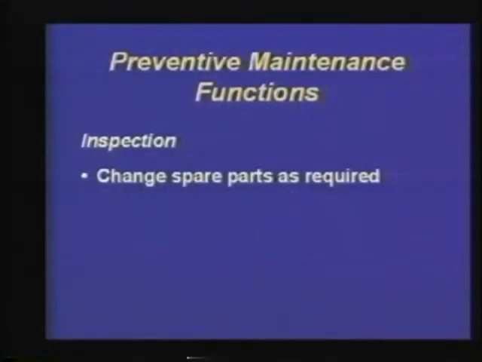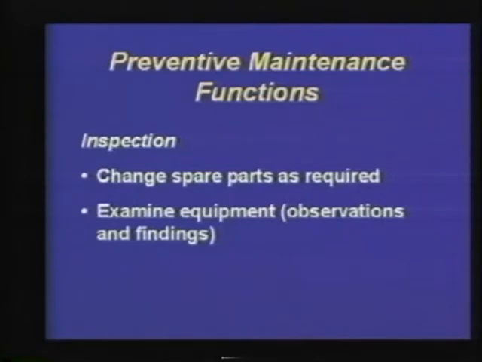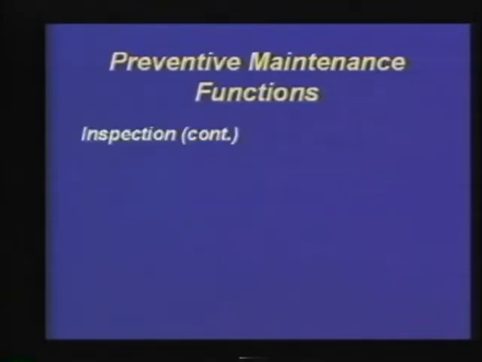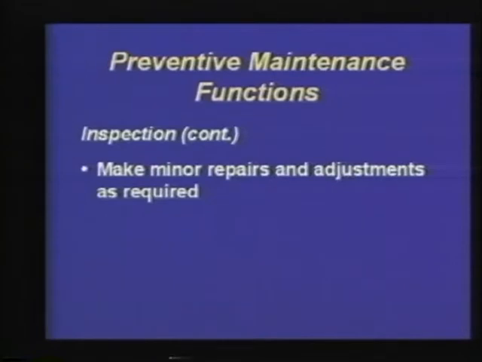Remember I said we had inspection, the changing of spare parts, lubrication, cleaning, and protection. So we've taken those 4 and expanded them in terms of what each one of those specifically means based upon a PM activity. Inspection, changing spare parts if there is a spare part to be changed. Examine the equipment. These are the observations and findings. Identify visible defects. Make minor repairs and adjustments if appropriate.